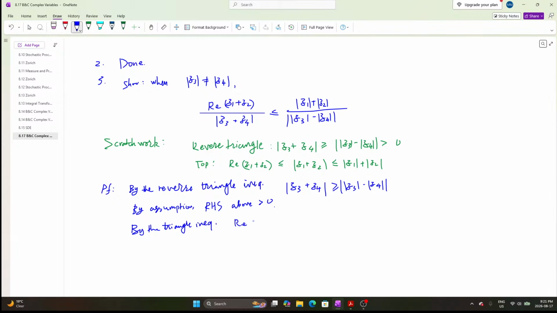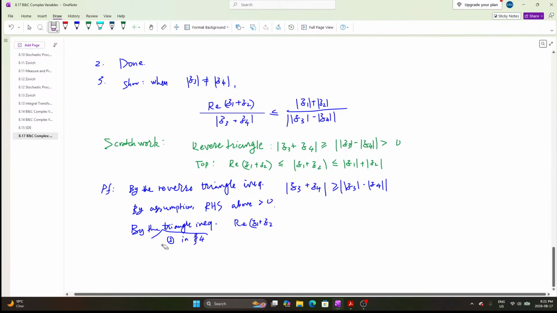so the real part of z1 plus z2, actually, by the reverse triangle inequality and inequality 3 in section 4, inequality 3 in section 4 and the triangle inequality. This is what we get.